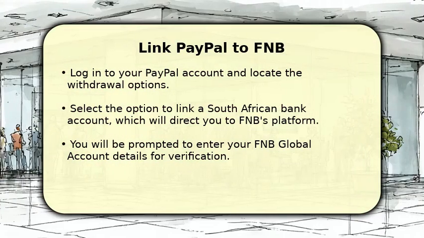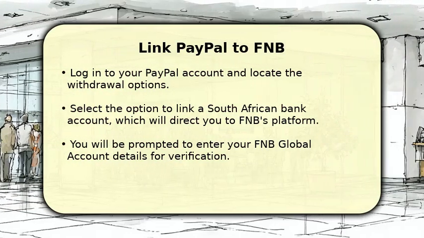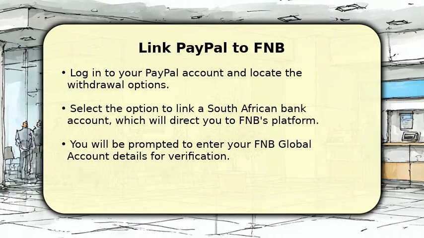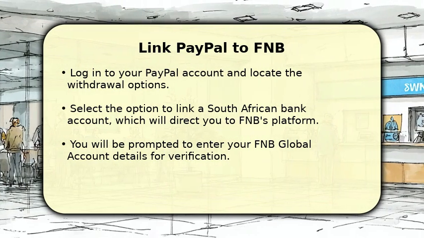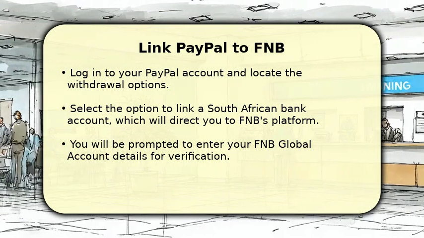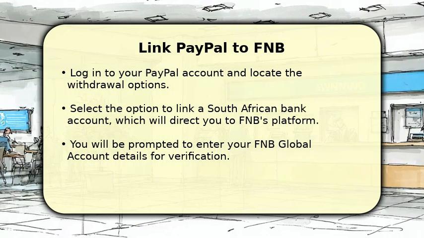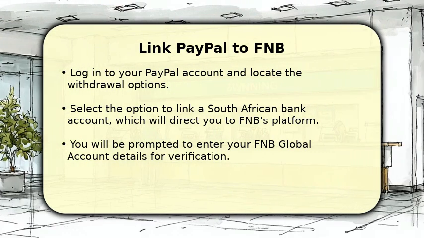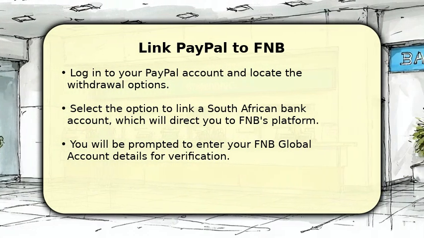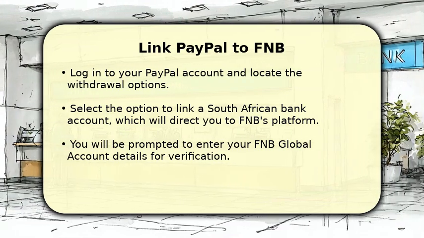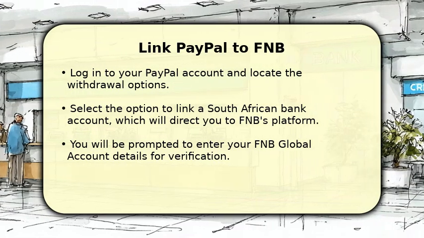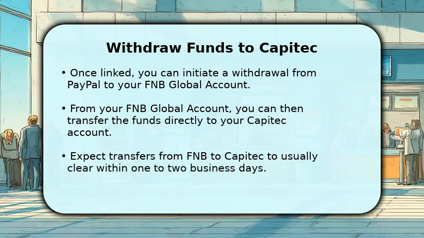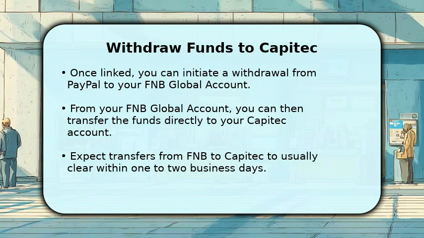With your FNB Global account active, log into your PayPal account and proceed to the Withdraw Funds section. You will choose to link or withdraw to a South African bank, which then redirects you to the FNB online portal. Here, you will securely input your FNB Global account credentials to authorize the connection. PayPal typically sends a small, random deposit of a few cents to verify ownership, which you will then confirm on the FNB platform. After successfully linking PayPal to your FNB Global account, you can initiate withdrawals from PayPal to FNB.